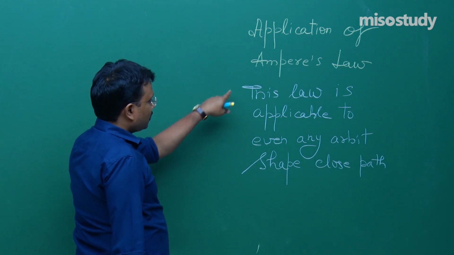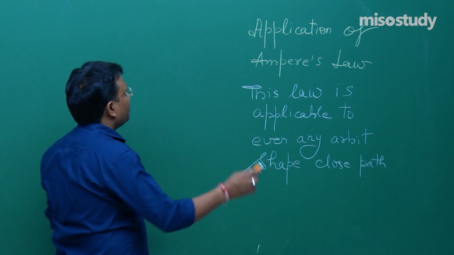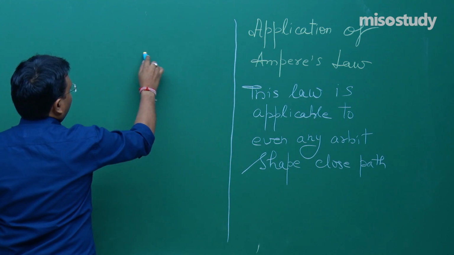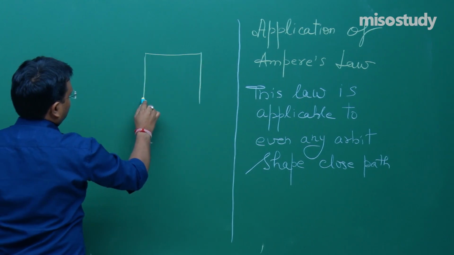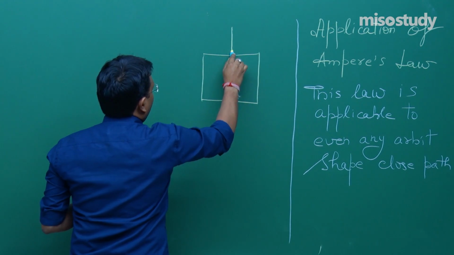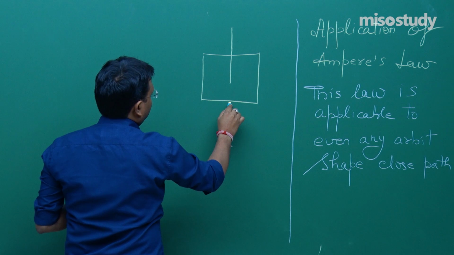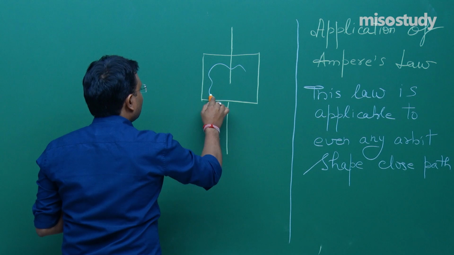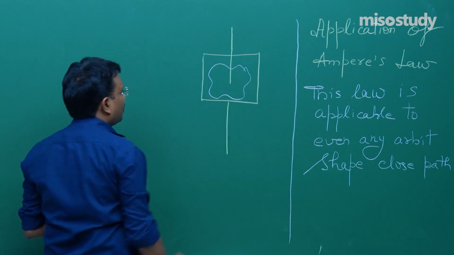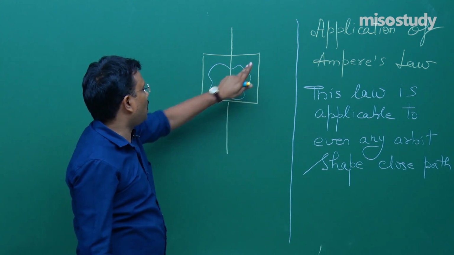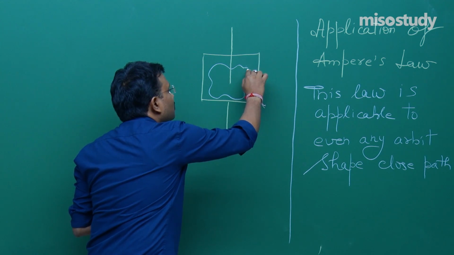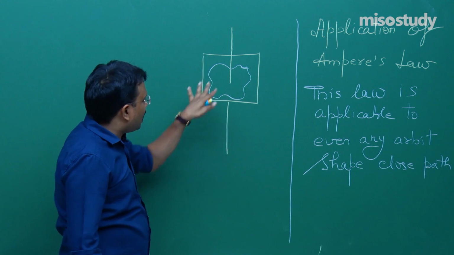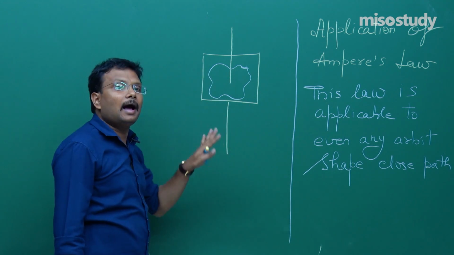So, what is the meaning of these four white lines? The meaning is this way. Once again, consider the same situation. Wire is going like this, coming out over here. So, if rather than a circle, I am creating an amoeba like this. I am sure everyone is aware of this creature, a one-cell creature, amoeba. So, even in this orbit shape, this law is applicable.